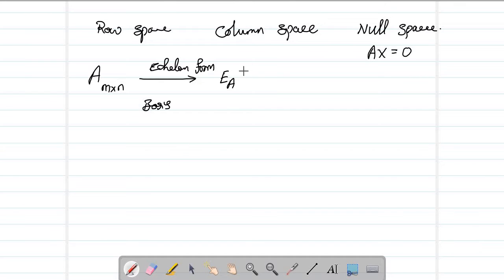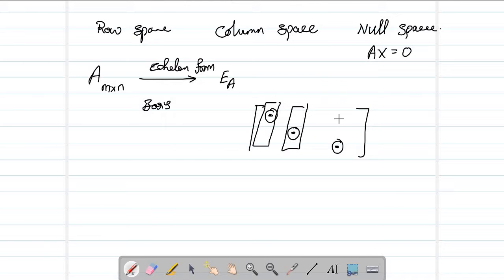And similarly you can find the basis of the column space with the help of this echelon form only. So what will you do? After writing the echelon form, you try to find out where the pivot elements are. Once you find the pivot elements, you take the corresponding columns. Those corresponding columns will give you the basis of the column space.